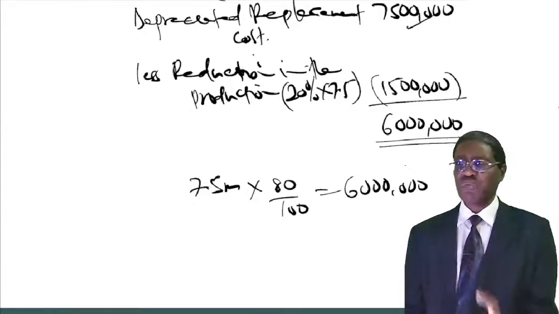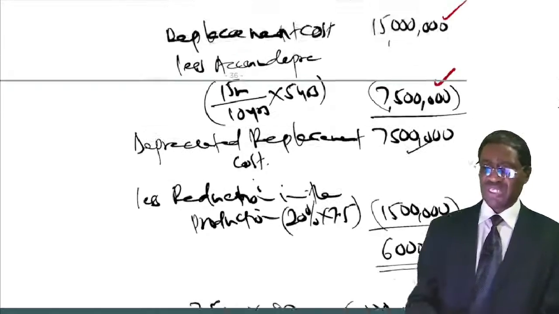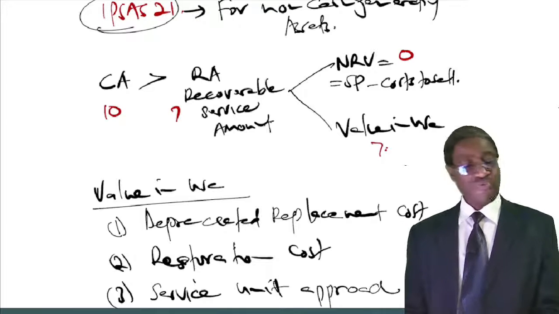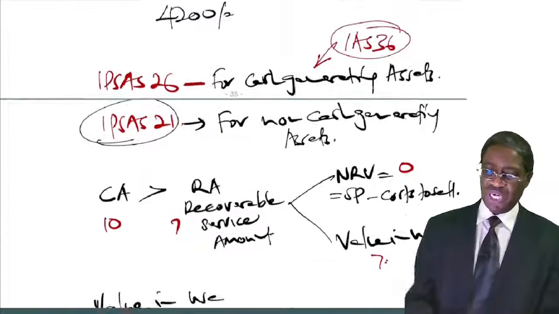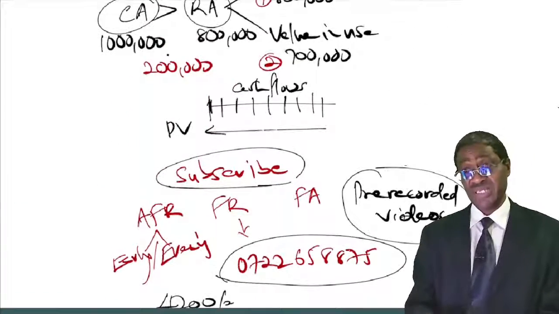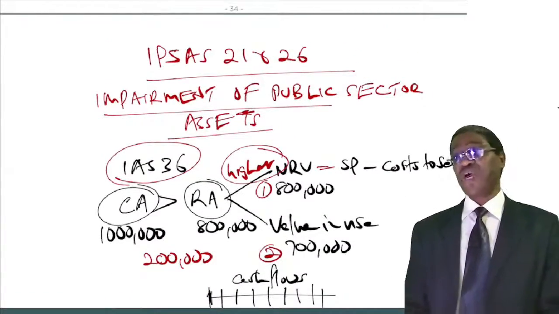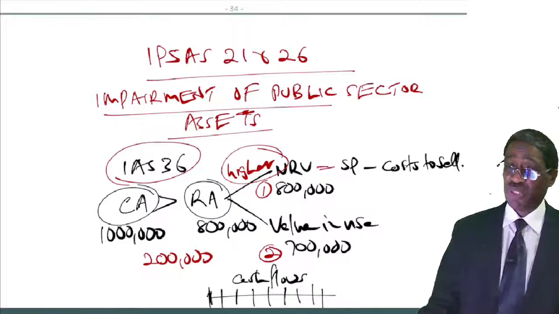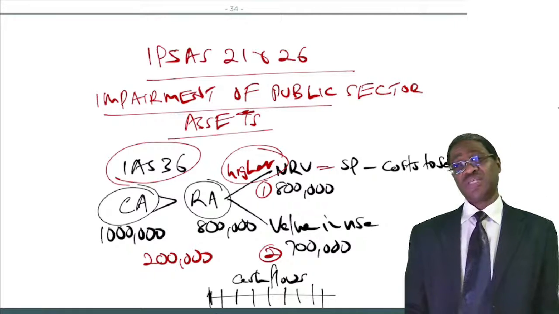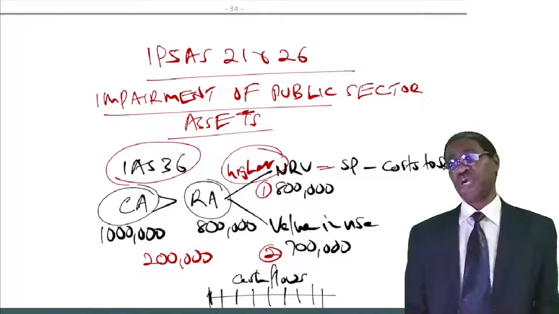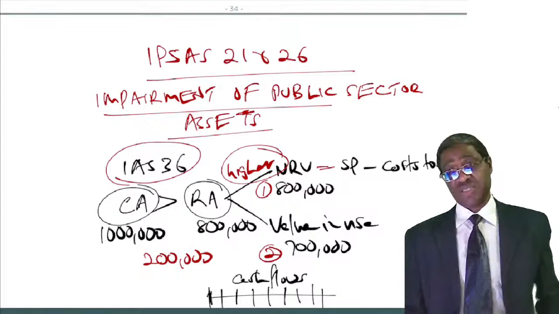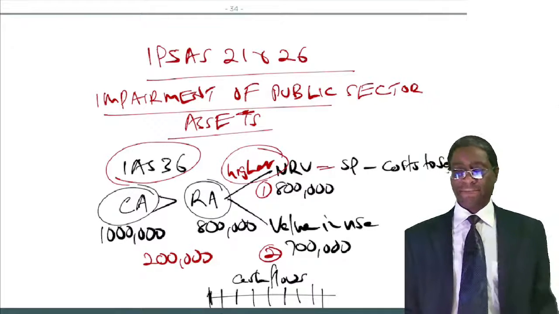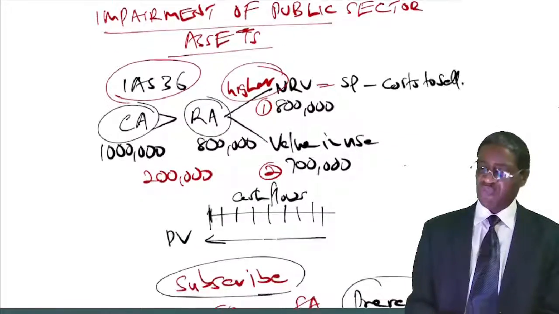Good. So I think we can put down summary notes now, or we do a question from your past papers. Before we do a question from your past papers, let's put down summary notes of what we have already said. So the topic is impairment. You can even start with IPSAS number 21 and 26. Then the topic is impairment of public sector assets.